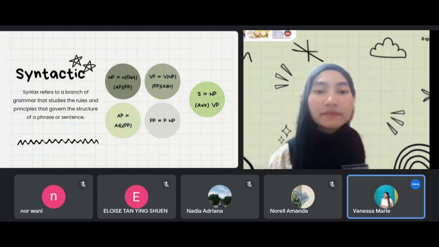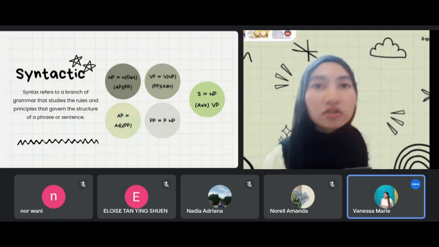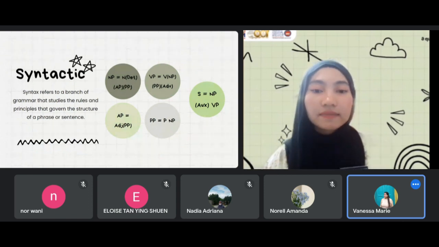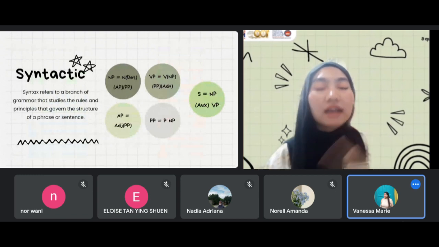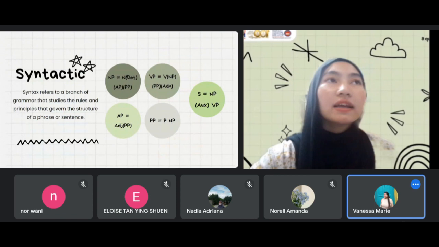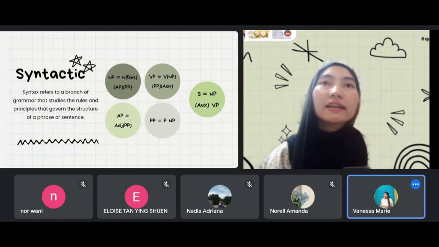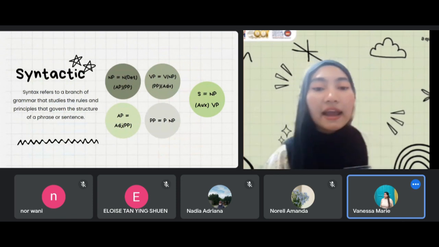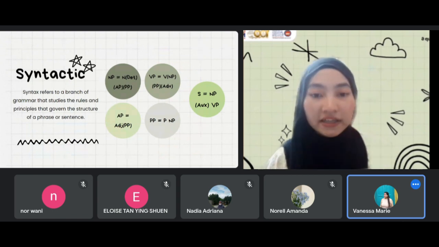For example, in order to build a well-constructed sentence, the sentence must contain a noun phrase and a verb phrase. The other phrases like prepositional phrase and adjective phrase are optional, and it is not compulsory to be in a sentence.